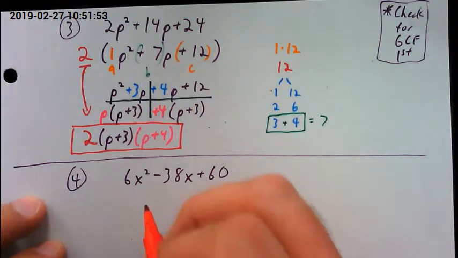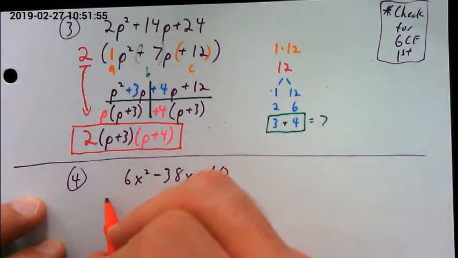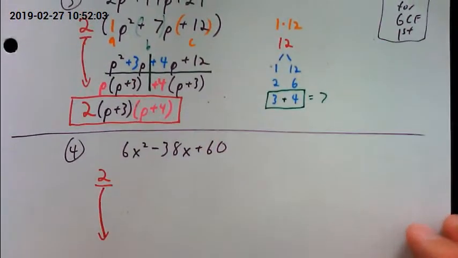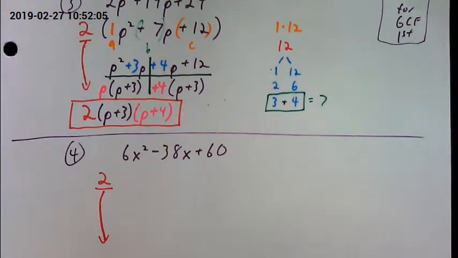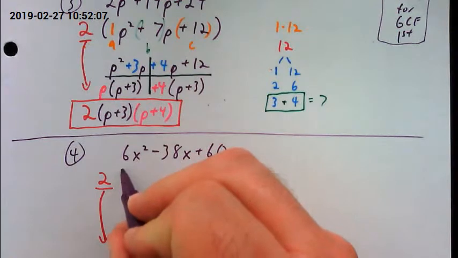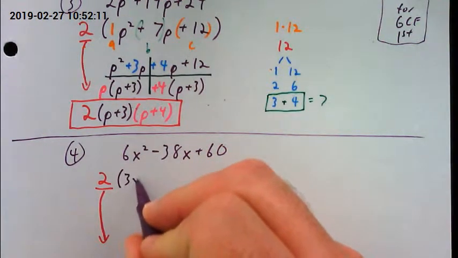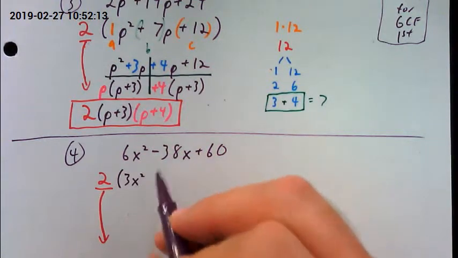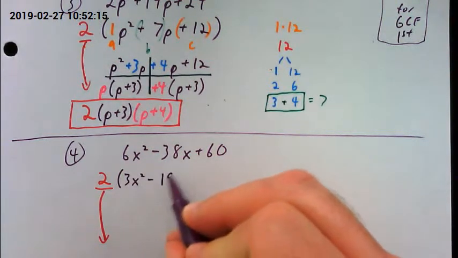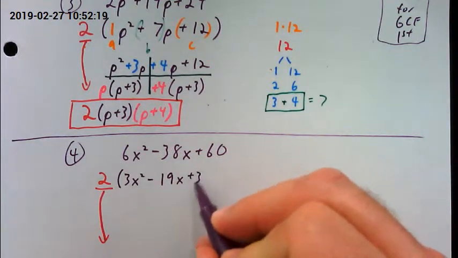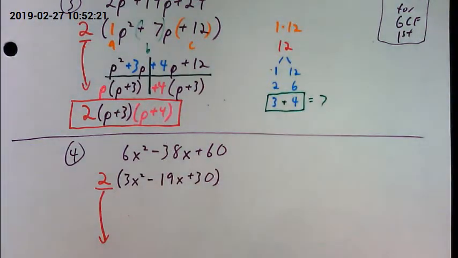So we have 2 can come out of every single one of those. I'm going to take the 2 out. Again, that value will end up dropping down to our final answer in the end. So I'm just going to draw an arrow so I don't forget about it. And then values that are left over here. This divided by 2 is 3. This divided by 2 is 19. This divided by 2 is 30.